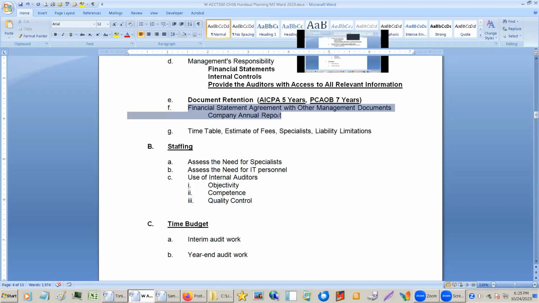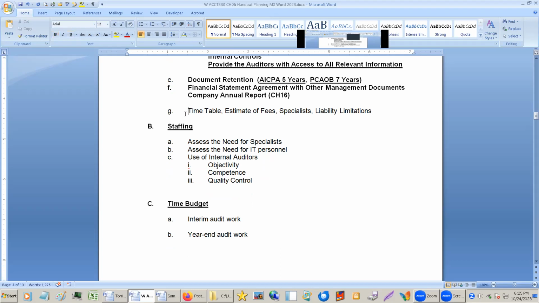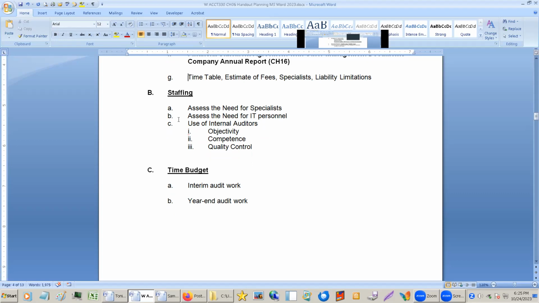Financial statement agreement with other management documents. We'll talk about this in chapter 18. Actually, chapter 16, I think. It's either chapter 16 or 18. Shouldn't I know that? And that's basically if they have something in their annual report that is not the same as their financial statements.